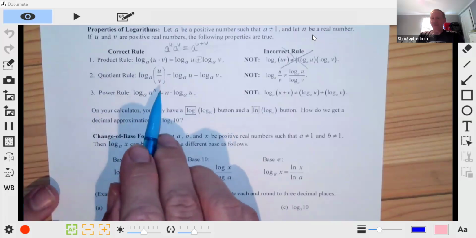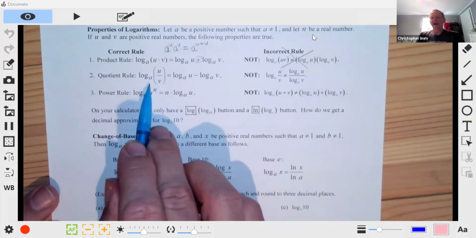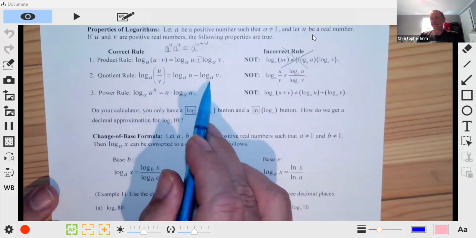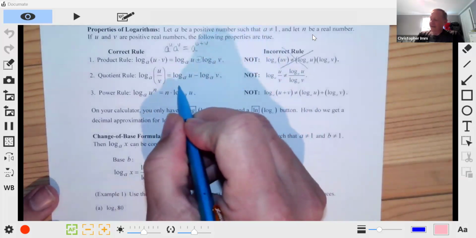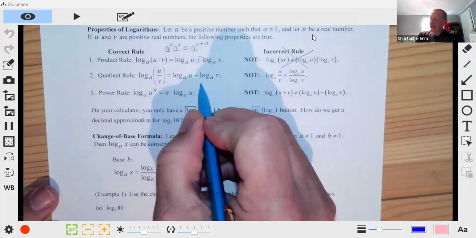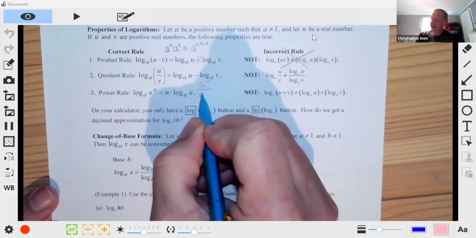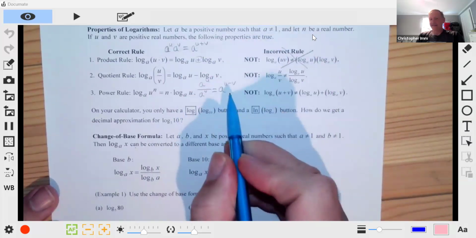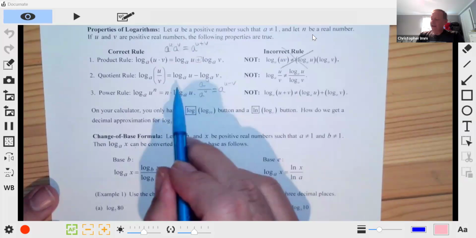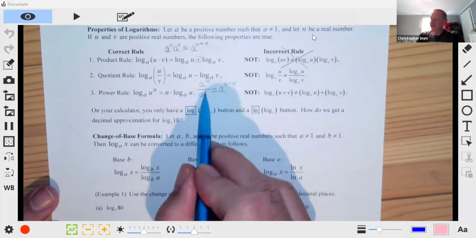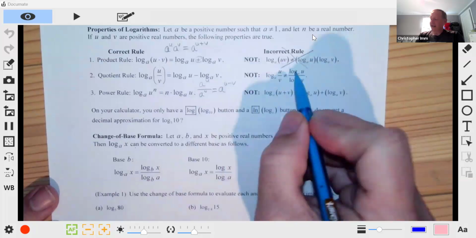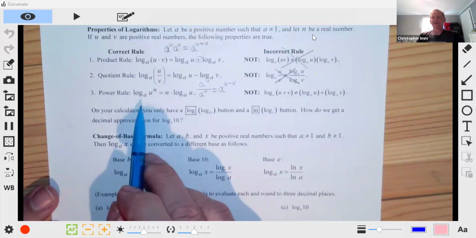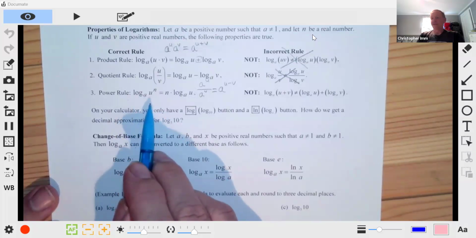The quotient rule is pretty intuitive as well. So if we have a log of some base with a division, we're going to subtract those two logs. Again, this comes from the fact that when you have a to the u over a to the v, you get a to the u minus v. And again, since these logs are exponents, we can compare the division to the subtraction here, and we don't divide those logs.